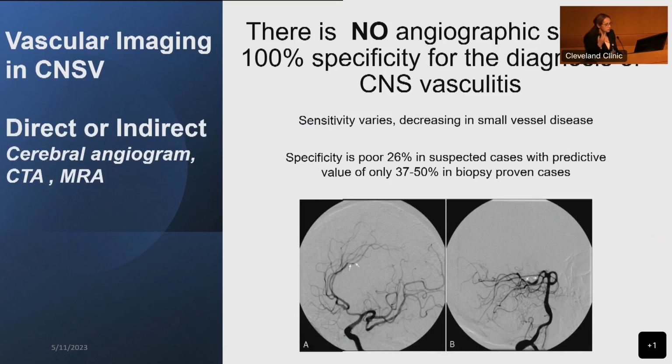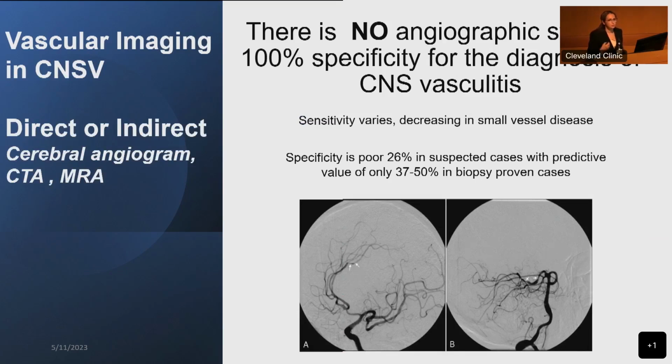I'm not going to go into detail. You'll hear from the expert, Dr. Kiczek. If you want to get one message from me on this slide, it is that there is no angiographic study with 100% specificity for the diagnosis of CNS vasculitis. Where you see multiple areas of stenosis and dilatation, this is not specific for vasculitis. It does not mean there is inflammation.